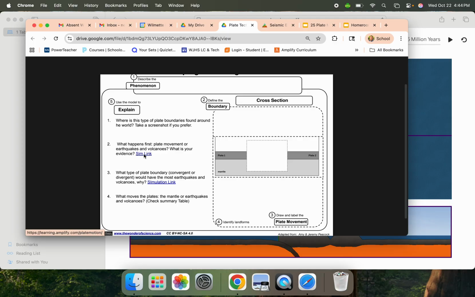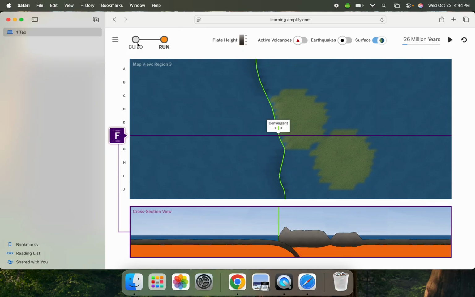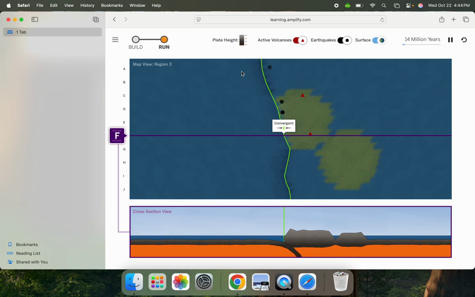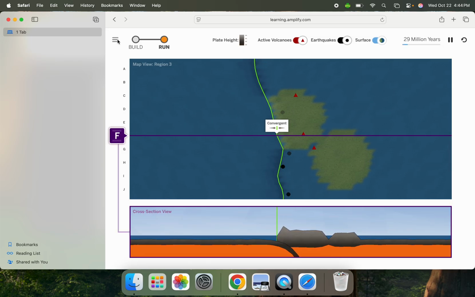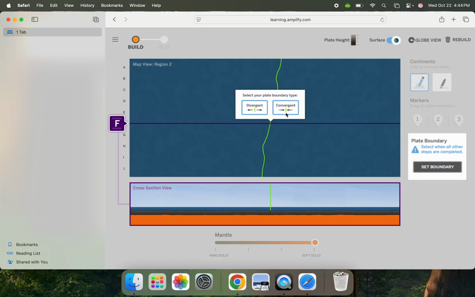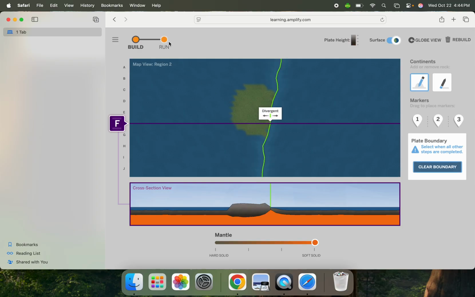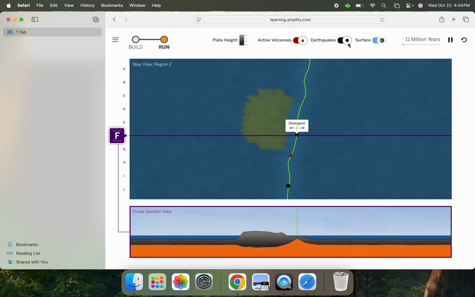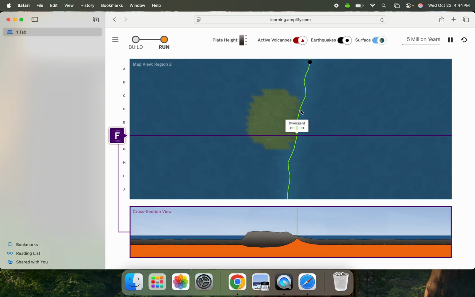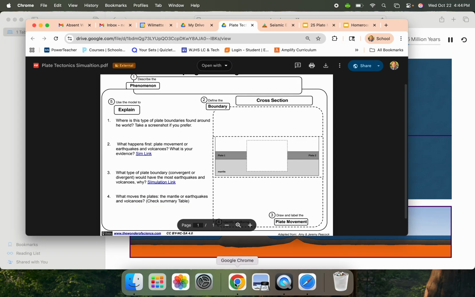What is your evidence? You're going to click the check sim link. I would hit the build again. Actually, I would check our earthquakes and volcanoes. And I go back to build so it resets. And I click run. Which one happened first, earthquakes or volcanoes? And actually, I'm going to try to reset it. I'll set the boundary to divergent, and then I'm going to click which one happened first. The plate's moving first, or there. So this is a good one. What happened first, the plates moving or these earthquakes or volcanoes?